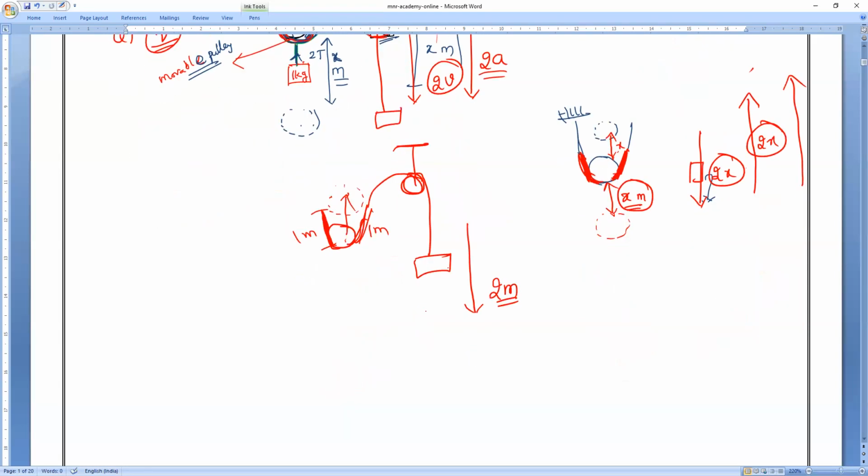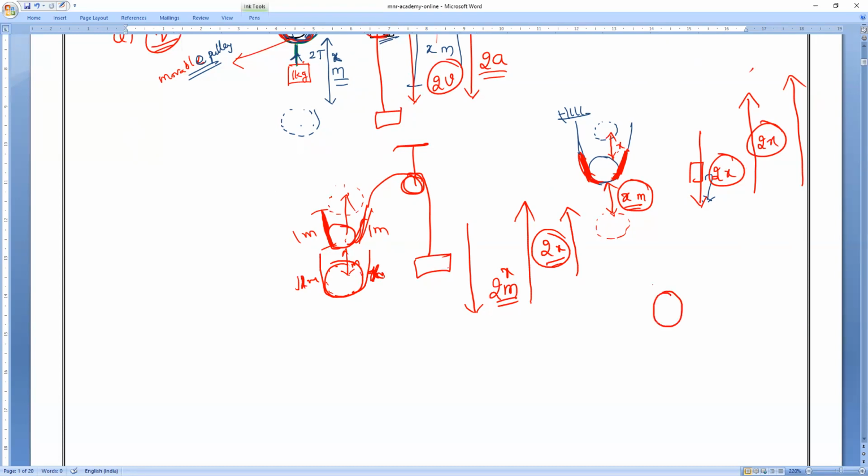In the same way, for example, this body moves x meters downwards. X meters downwards means this side 1 meter is increasing and this side 1 meter is increasing. So this body travels how many meters up? 2 meters. That is, 2x meters. Understand? X meters downwards means here x meters and here x meters, both sides. So here how many meters will it go up? It will go 2x meters up. Understood or not? Please respond.